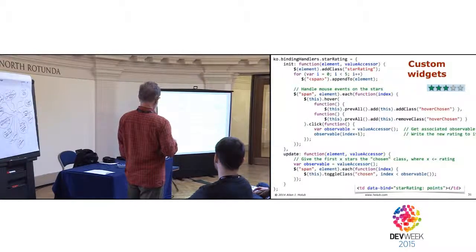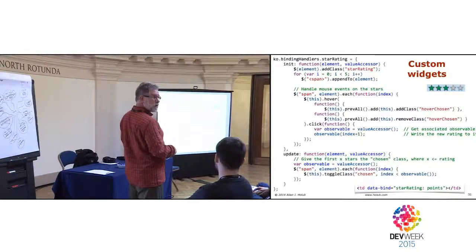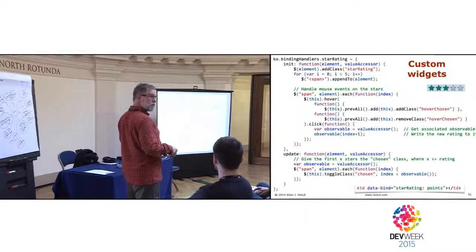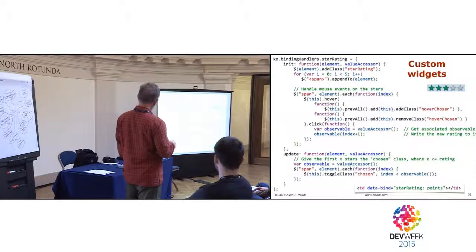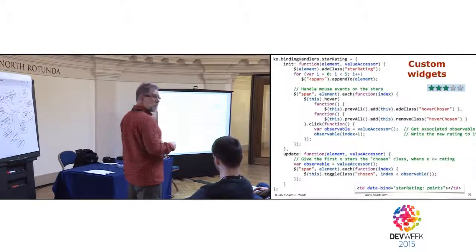And I can then use that to make very complicated custom widgets. I don't think we need to go through all this code. But the point here is that this is a 5-star rating widget where you can click on the individual stars. But it is just a custom binding. So I created a star rating thing with this elaborate init code, which is doing nothing but creating these stars and getting them lined up and getting them initialized and so on and so forth.